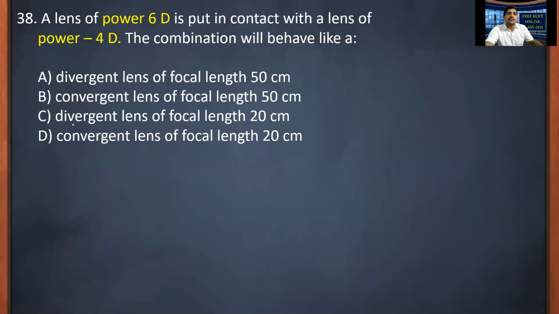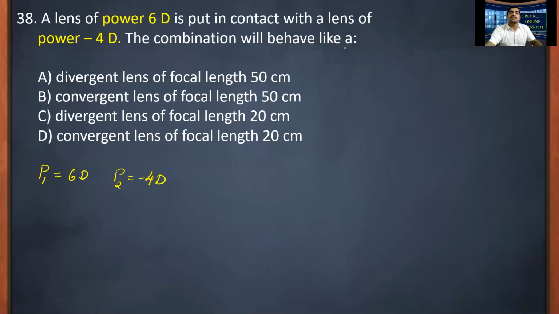Right. 38. A lens of power 6D is put in contact with a lens of power minus 4D. There are two lenses, one has power 6D and the other has power minus 4D. They are kept in contact.